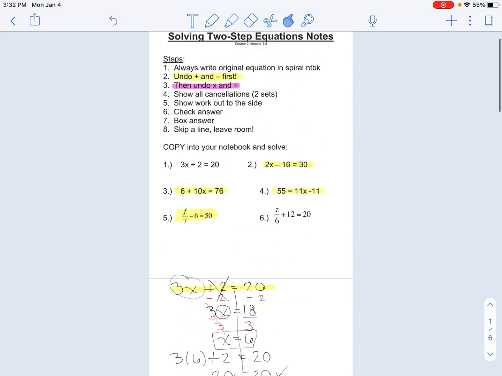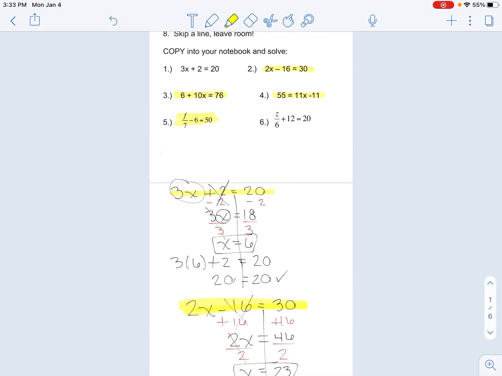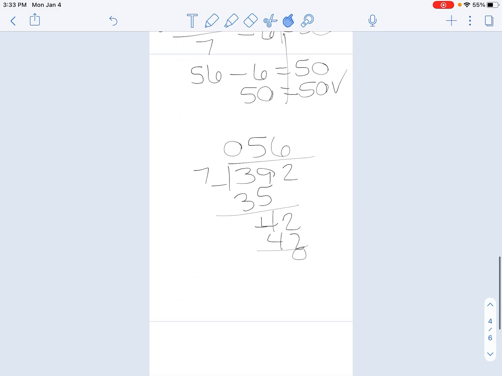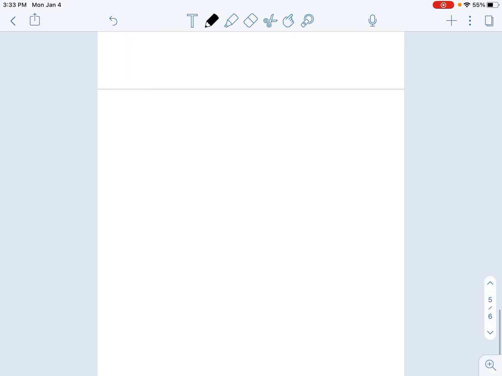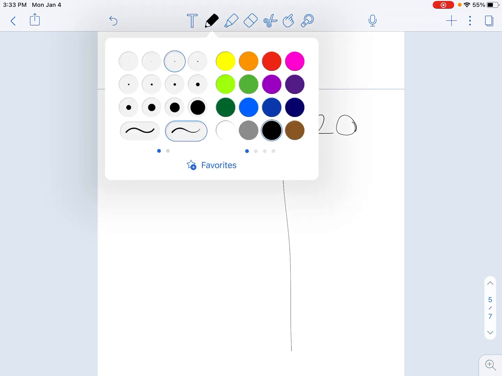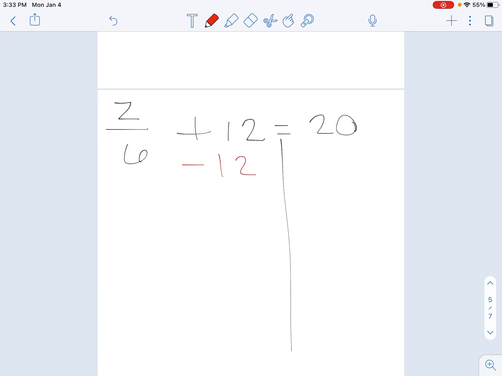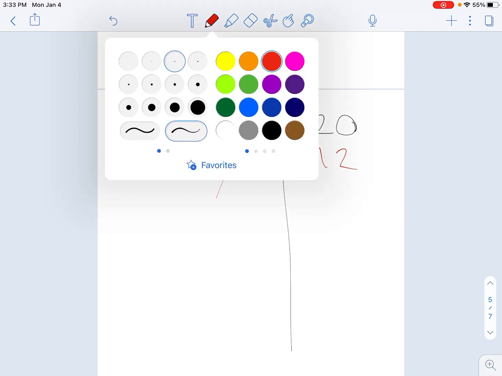I think we just have one more. Yep, okay. So what number divided by 6 plus 12 equals 20? Z divided by 6 plus 12 equals 20. Draw your mirror. We're going to undo plus 12. So subtract 12 from the left and subtract 12 from the right. Show me your cancellation.